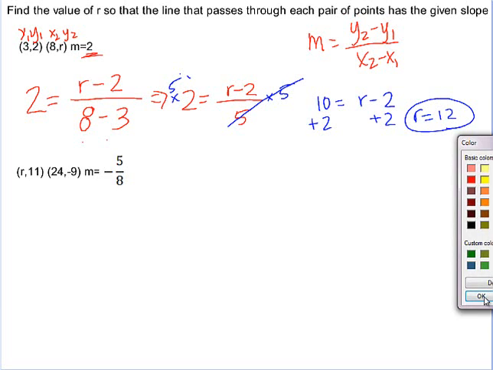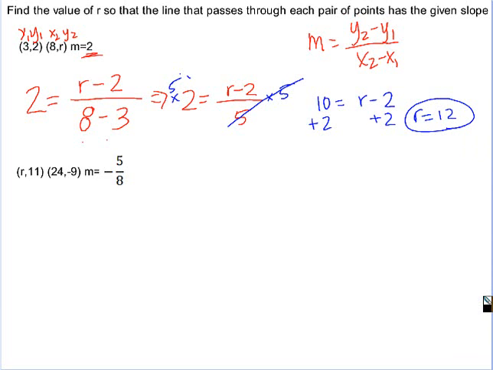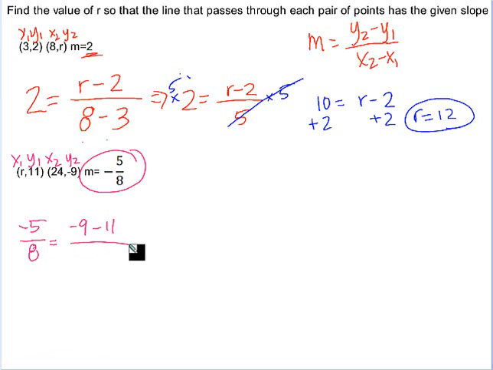All right, next example. Same idea. 11, r is our first point, so we'll make that x1, y1. 24, negative 9 is our second, so we'll make that x2, y2. And then our slope is negative 5/8. So m, negative 5/8 is equal to y2 minus y1, so negative 9 minus 11, over x2, 24, minus x1, r.